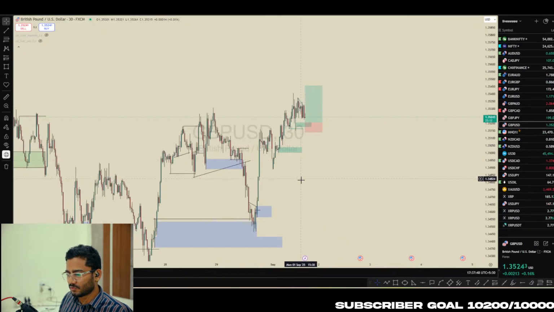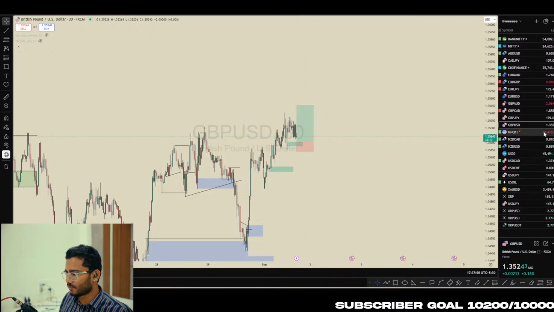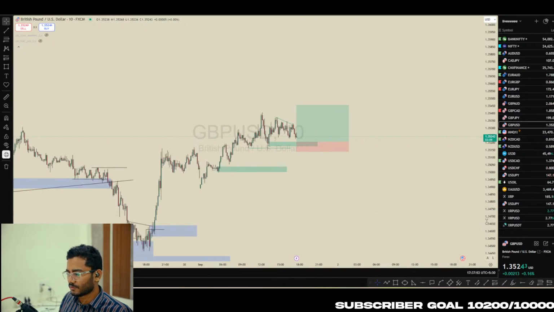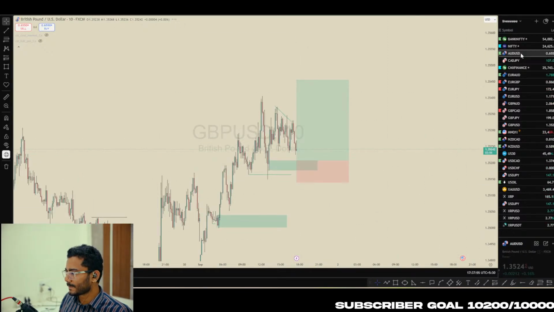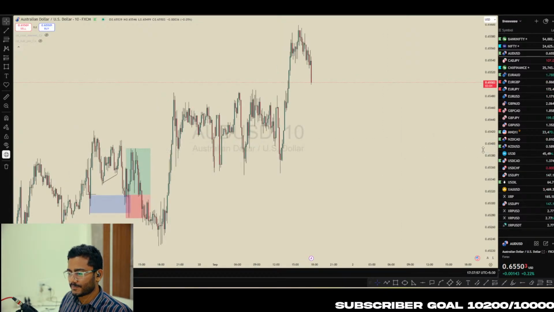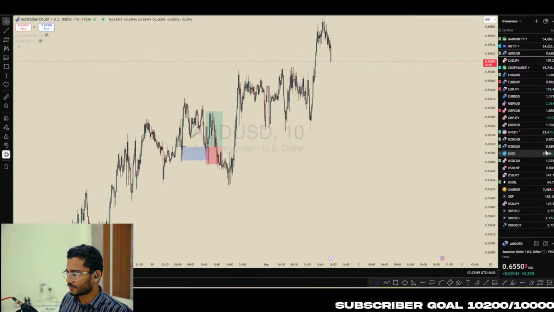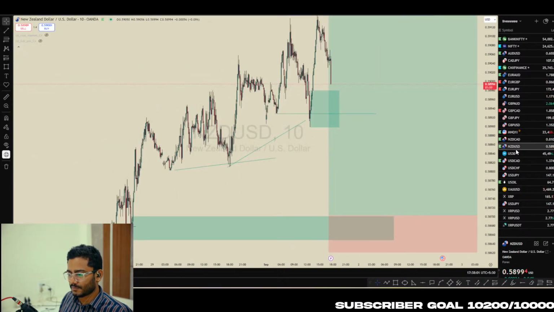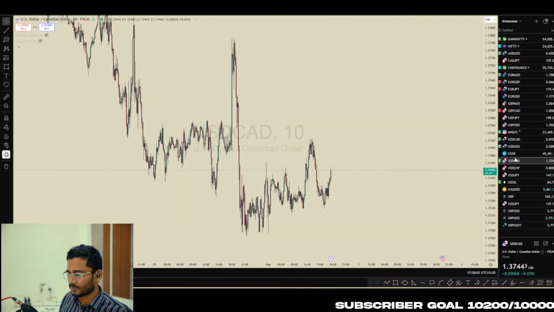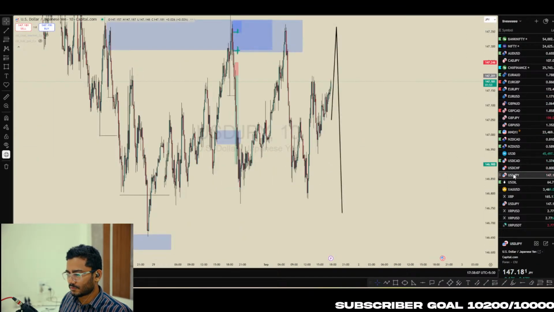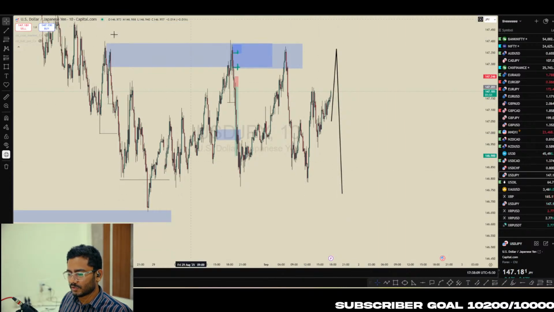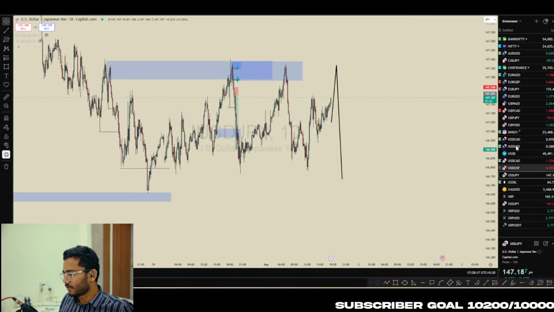Same thing on GU. We have this order block and this order block. Also from the previous live, USDJPY also worked out. Price went to the downside, created a change of character, and then a second entry from here.